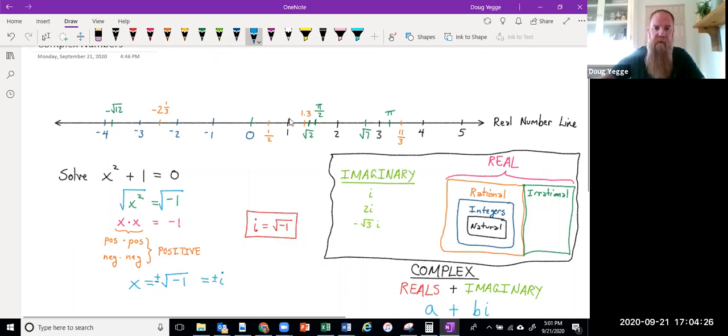So for instance, if we wanted to look at a few different types of complex numbers, we might have 2 plus 3i, or negative root 5 minus 7i. So notice there's a difference between real numbers, imaginary numbers, and the complex numbers. And so this lesson is about being able to apply operations to complex numbers to see some interesting results.